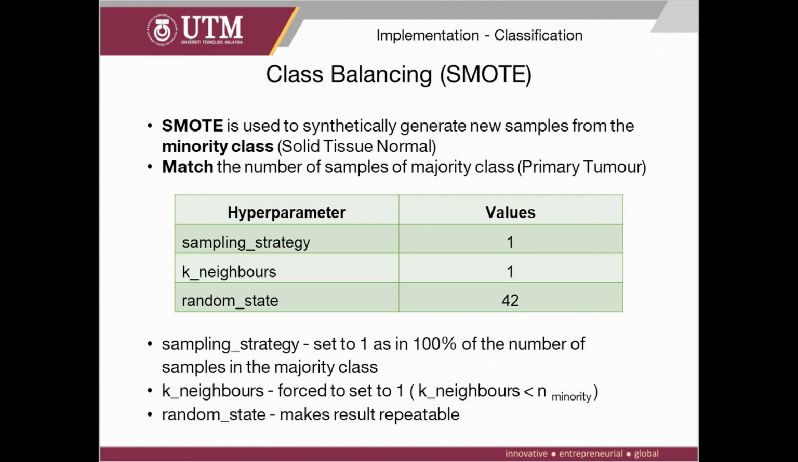The table shows the hyperparameters of the SMOTE algorithm. Sampling strategy is set to 1, as in 100% of the number of samples in the majority class, meaning that in the end, the number of samples in both classes will be the same. K-neighbors is unfortunately forced to be set to 1, as the value of K-neighbors has to be smaller than the number of samples in the minority class. In this case, the number of minority class samples in the train set is only 2. Random state is set so that the result can be repeatable.